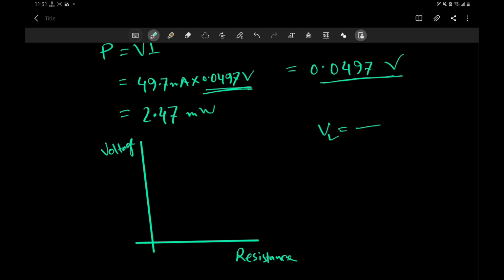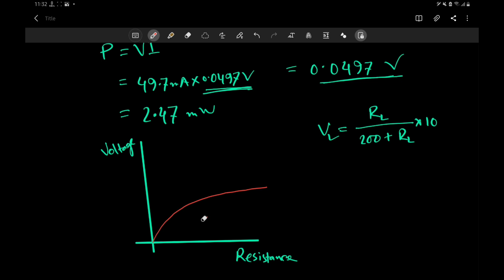In the voltage divider rule, VL, the voltage across the light bulb, is actually RL divided by 200 ohm plus RL, times 10 volt, right? I'm omitting the units, but you get the idea. And if you actually plot the curve, you will see that this is an increasing graph. So if we increase the resistance, the voltage will rise. The more resistance you have, the higher the voltage you will get.